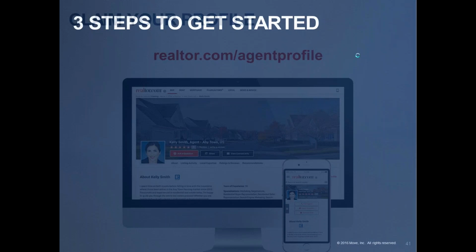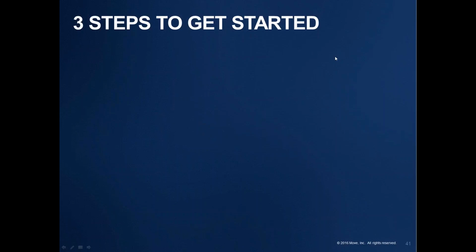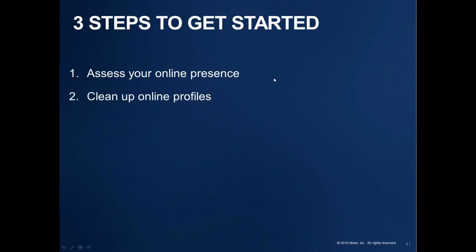Alrighty. So in summary, I know I've shared a lot of information with you today, so I want to take it down and get you refocused. What are the 3 steps to get started? First, you want to assess your online presence. Go Google yourself and see what you find. Then you're going to have your priority list, right? From there, go ahead and do some cleanup. Make sure that you clean up your social media profiles, clean up those online profiles. And number 3, create or refresh your bio.